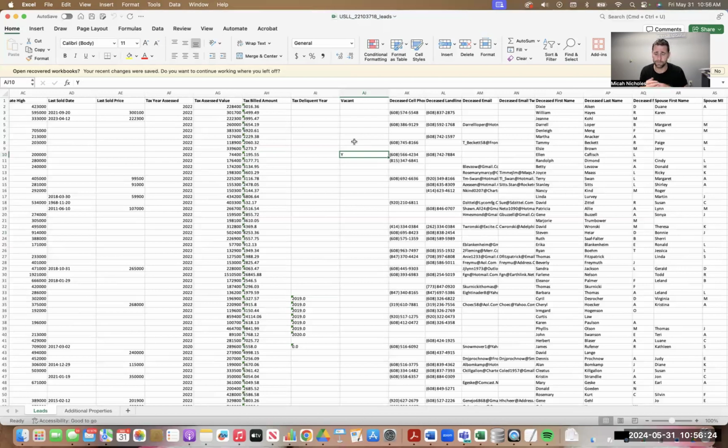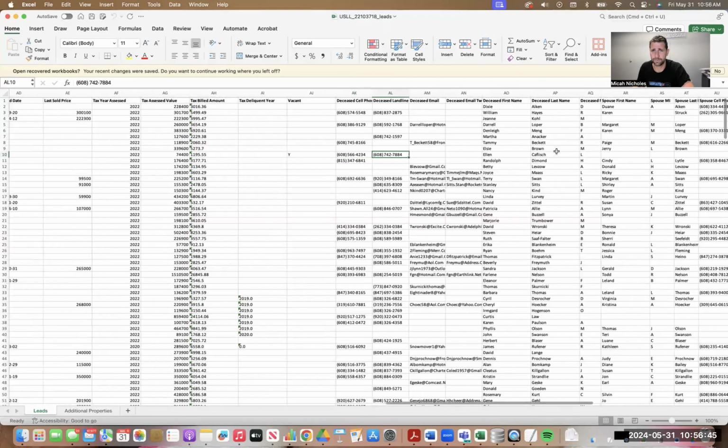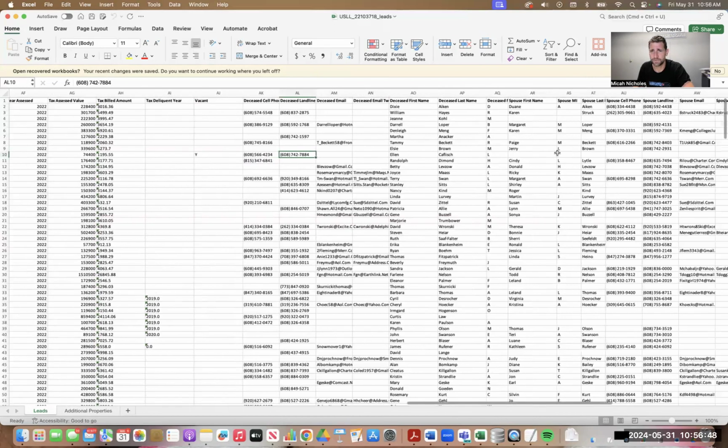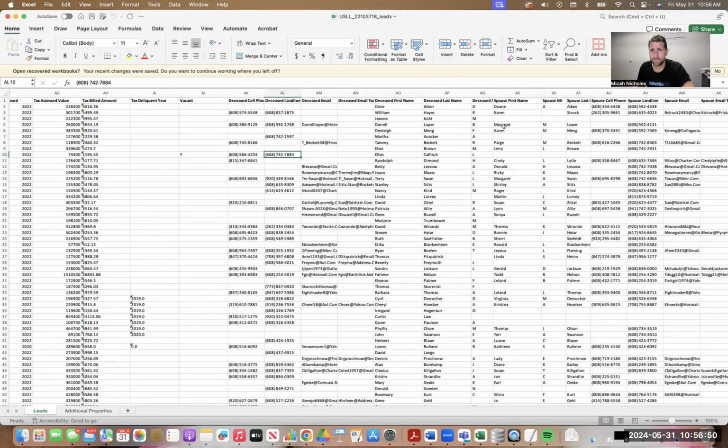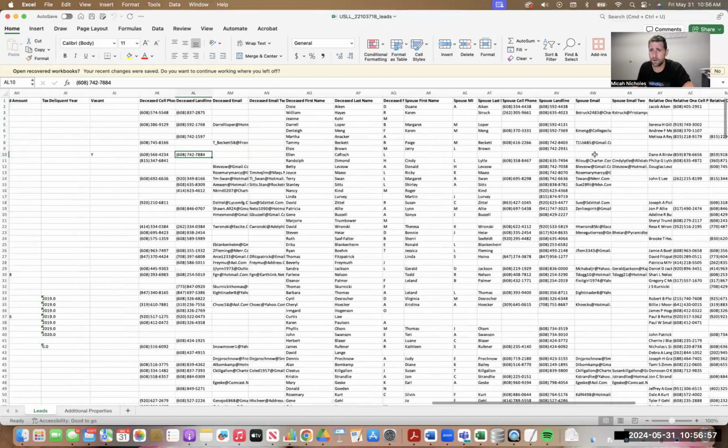So what I would recommend, and how we do it, is when we see a vacant property, we don't mail them. I sort these out and I don't mail the vacant properties. I get on the phone and I call literally every single number, even the deceased. So I start over here. Here's the deceased first name, last name. I'm calling that person. And then the spouse, I'm calling those folks as well if there's a spouse listed. And then I'll call the relatives.